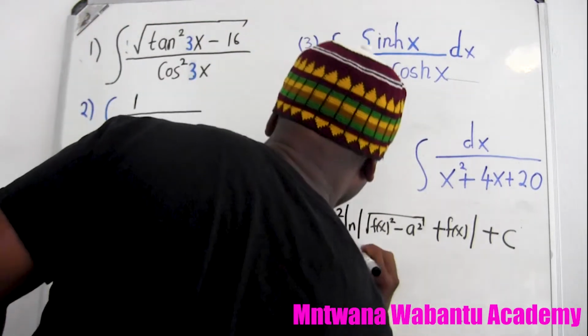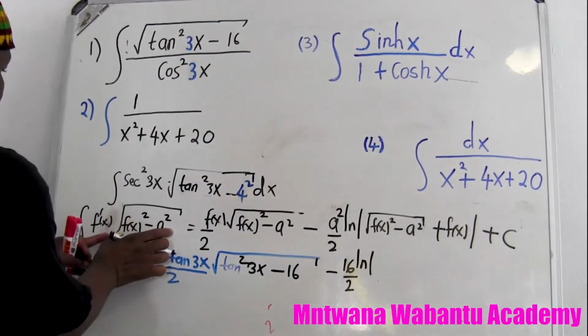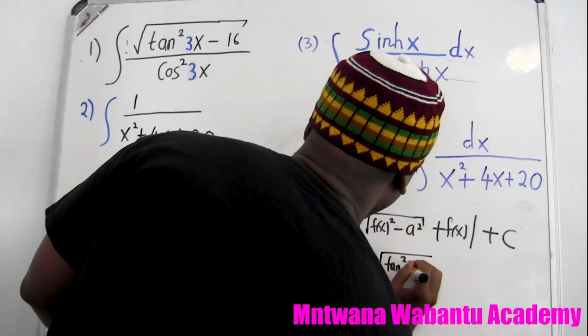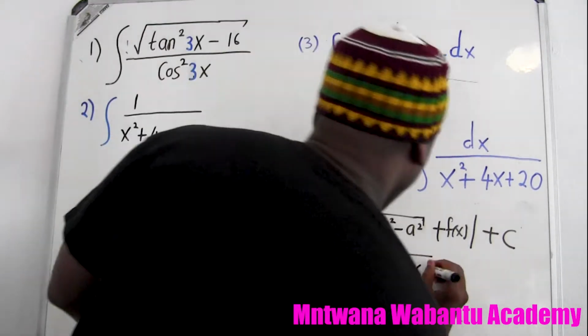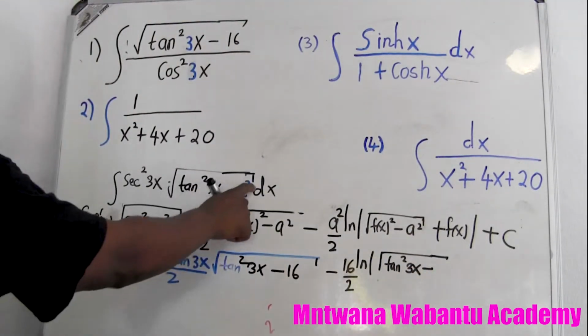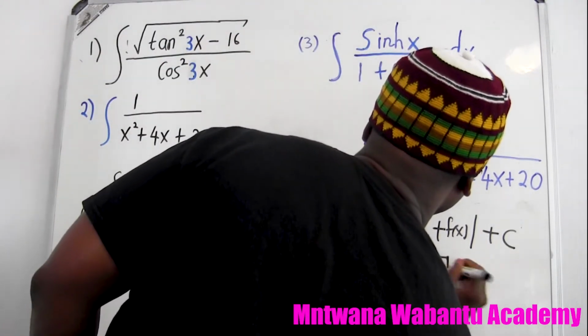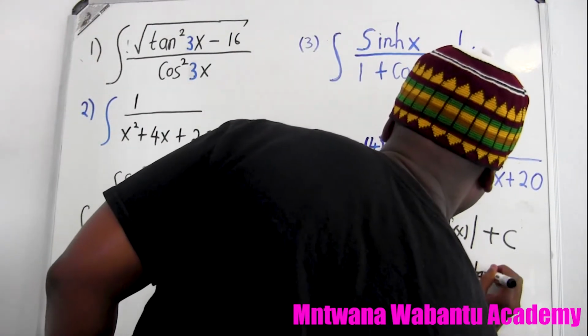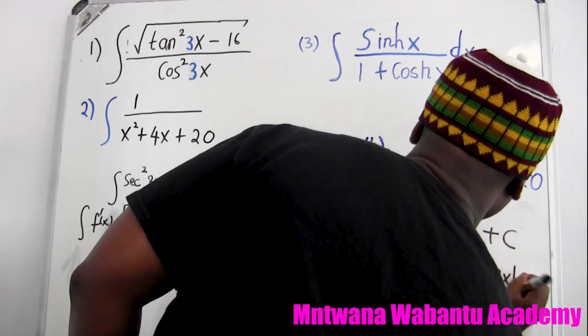After that, we say ln, and then write exactly what we have: the square root of tan squared 3x minus a squared, which is 16, my apologies, and then plus f of x. What is f of x? Tan 3x.